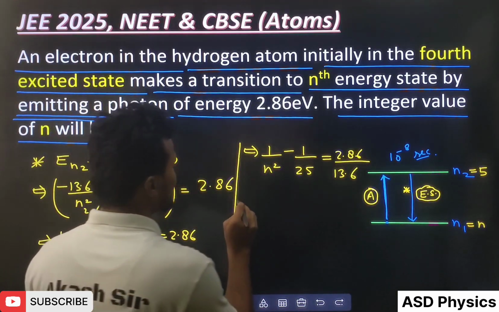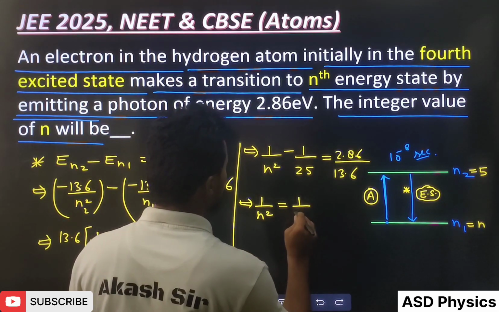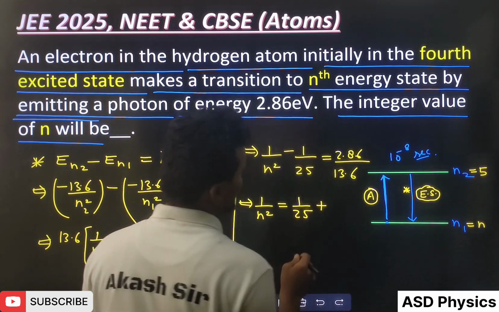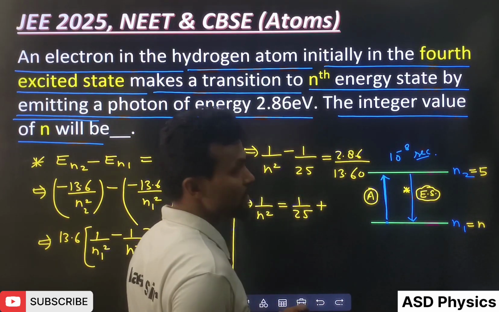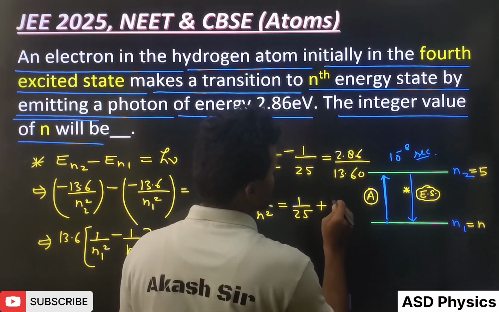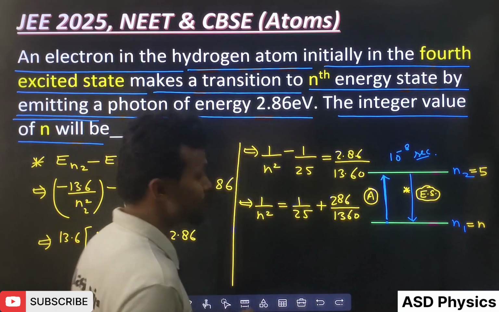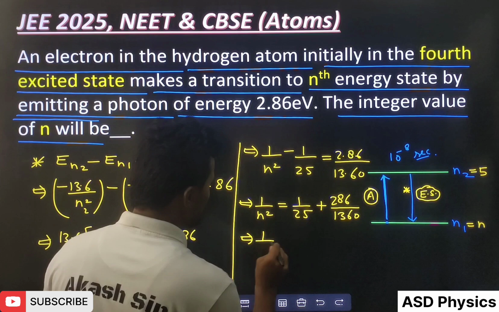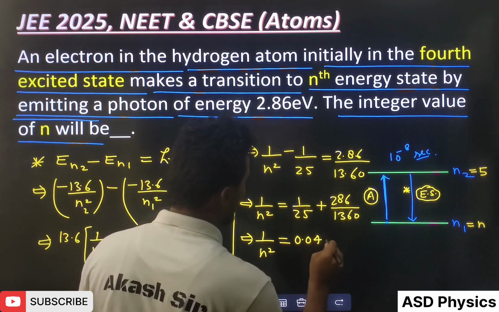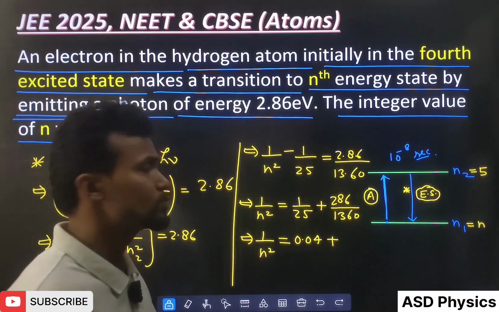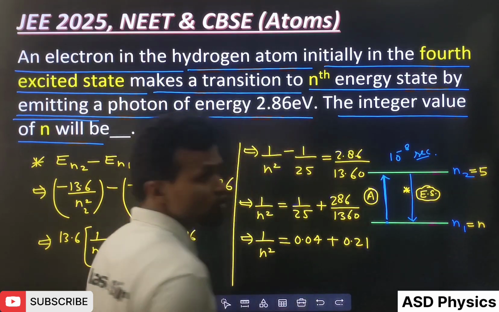Now I can write 1 by n square is equal to 1 by 25 plus 2.86 by 13.6. After the decimal there are 2 digits, so I make one more 0 here and the decimal will be over. So 286 by 1360. Now 1 by n square is equal to 1 by 25, which means 0.04, plus 286 by 1360, which approximately simplifies to 0.21.